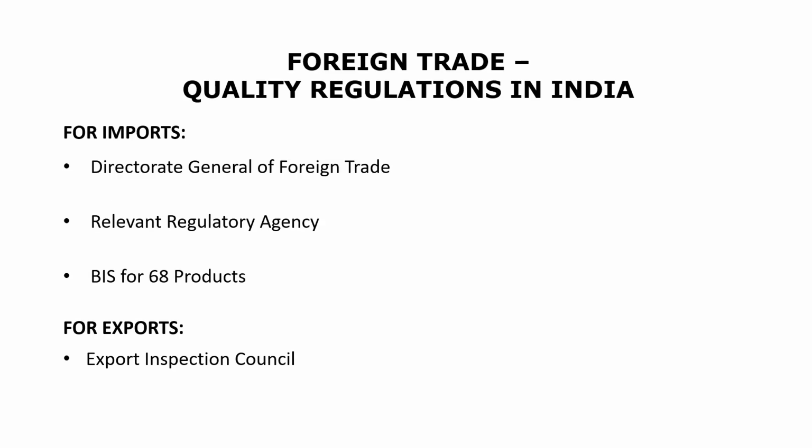From a foreign trade standpoint, quality regulations in India for imports are typically overseen by the Directorate General of Foreign Trade, which is the topmost body, and then there are relevant regulatory agencies, and then there is the Bureau of Indian Standards for just 68 products. So out of so many products in the market, the Bureau of Indian Standards applies very strongly to only 68 products typically.